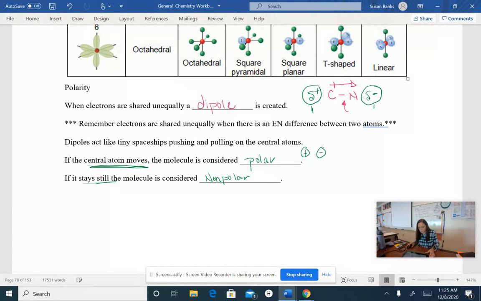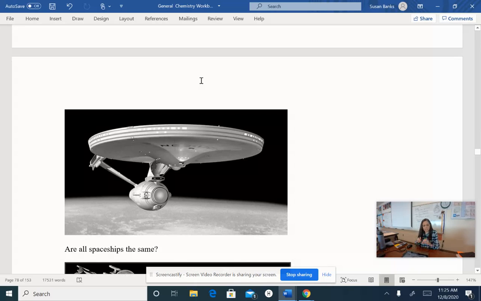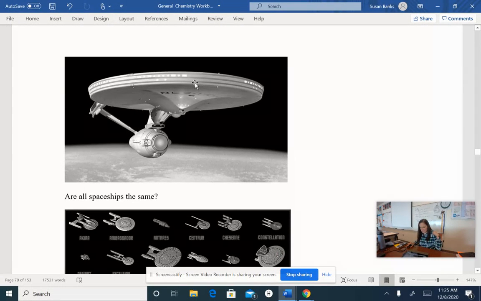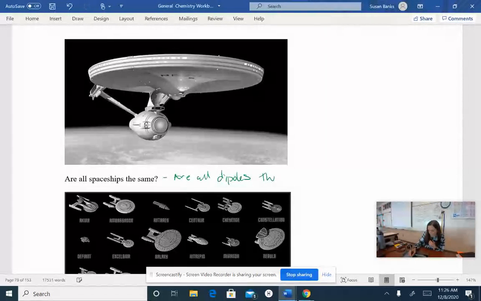Okay? So we're going to start looking at these geometries really quick. So that's my analogy, little spaceships pushing and pulling. That's why we've got pictures of the Starship Enterprise. Now my question is, are all spaceships the same? By relationship, are all dipoles the same? Are they all the same? Do I have differences of electronegativities that are the same all the time? No.